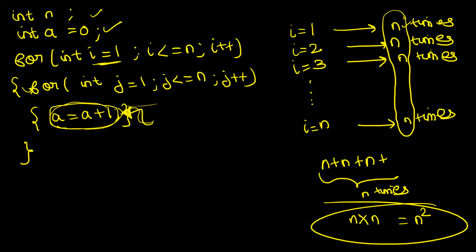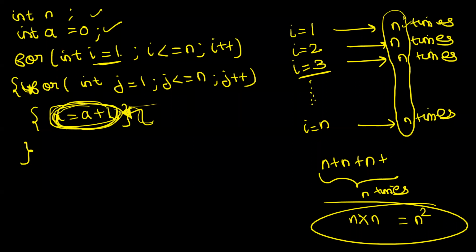Then the value of i will become 2. And for i equal to 2, what will happen? Again, this inner loop will start running. So j will take a value of 1, 2, 3, 4 till n. So the inner loop runs for n times. Then i ka value will become 3, and again the inner loop will run for n times. And aise karte karte, for every value of i till n, the inner loop will run for n times.